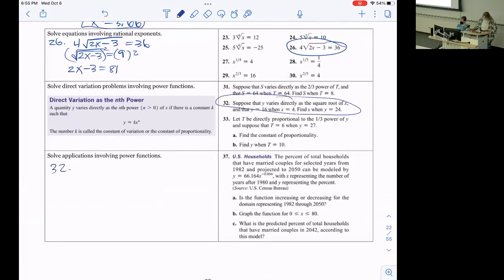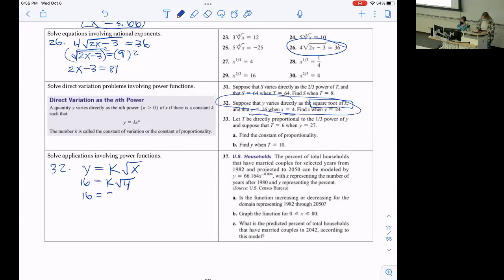Yep, good. So suppose that y varies directly as the square root of x. So we want to remember the square root of x, and y equals 16 when x equals 4. So first we can set up the equation y equals k times the square root of x, just by looking back in this beginning. And we're also given that y equals 16 when x equals 4. So if we plug those back into the equation, we can solve for k. So we will have 16 equals k times the square root of 4.